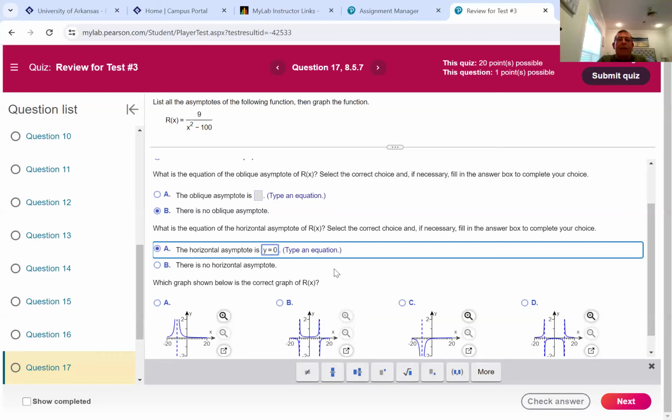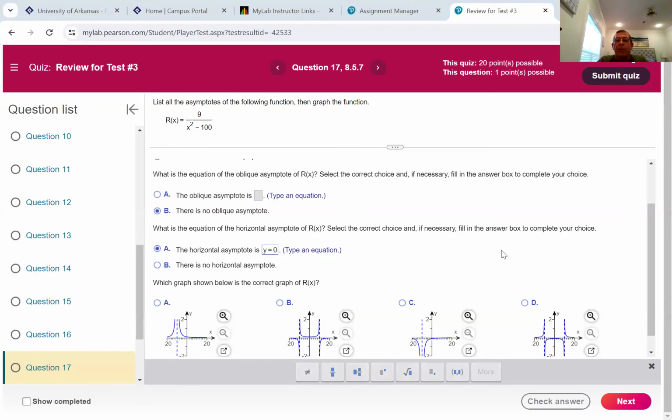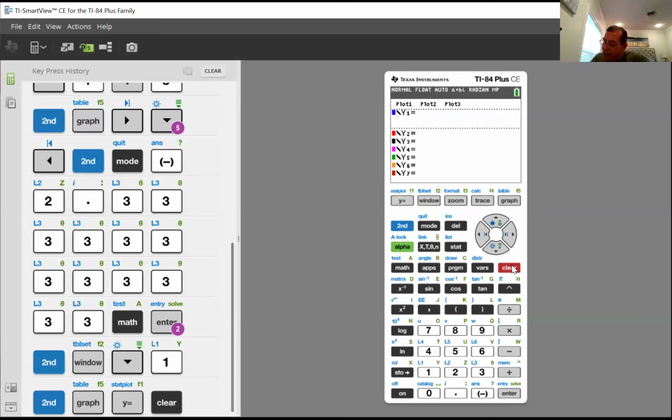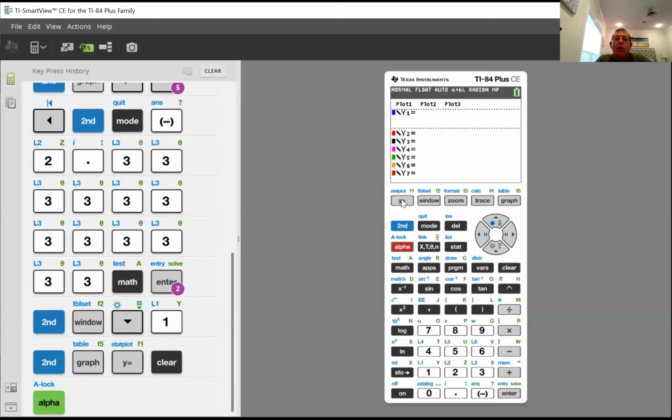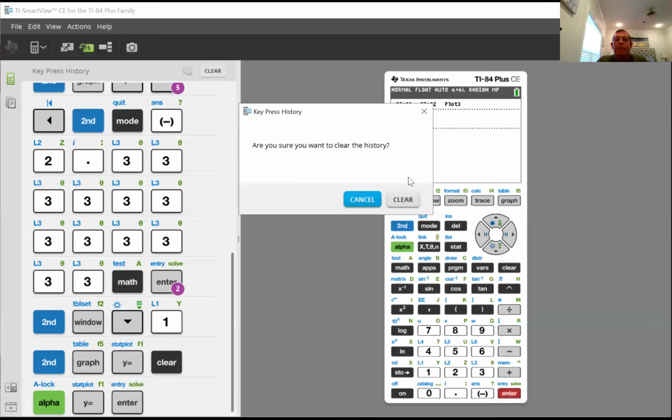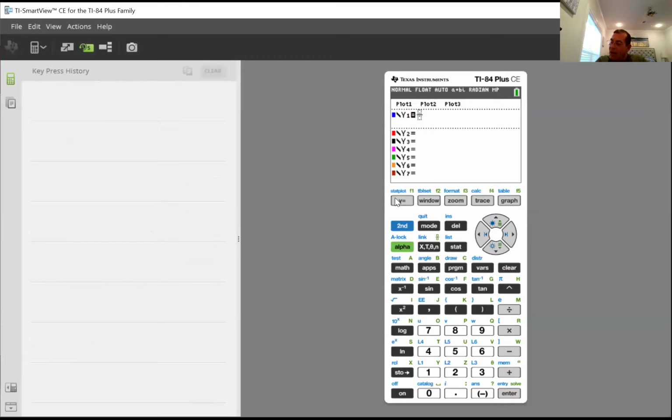Now let's go graph that. So let me go share my calculator. I'm going to go to y equals, clear that out. Now I want mine to look like a fraction, so I'm going to hit the green alpha button, the y equals, and enter. That puts up those fraction boxes, okay? Now on top I had a 9. On bottom I had x squared minus 100.